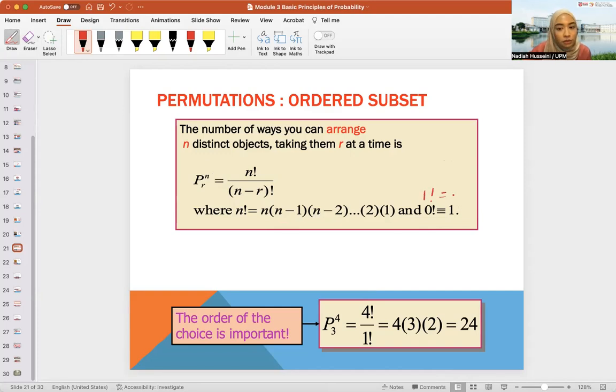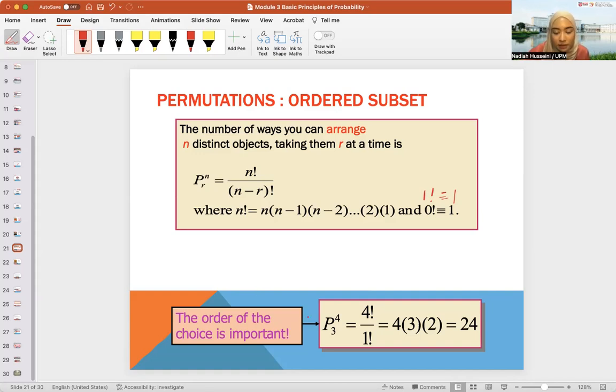1 factorial is also equal to 1. Okay, so just putting it out there, whenever you see a 0 factorial, it's just equal to 1. Okay, so here the order of choice is important. So it's very, very important to understand the scenario. Is it ordered or not ordered when you're choosing the subset?